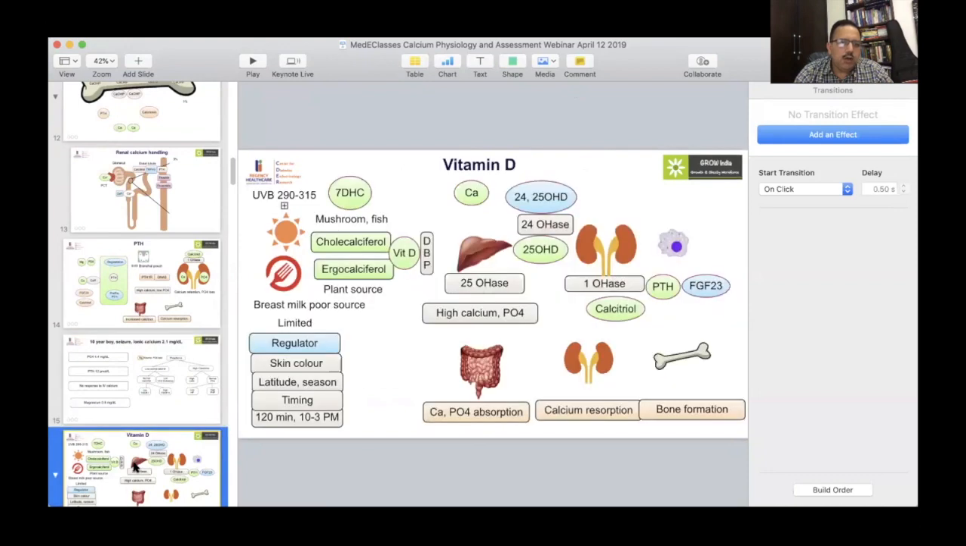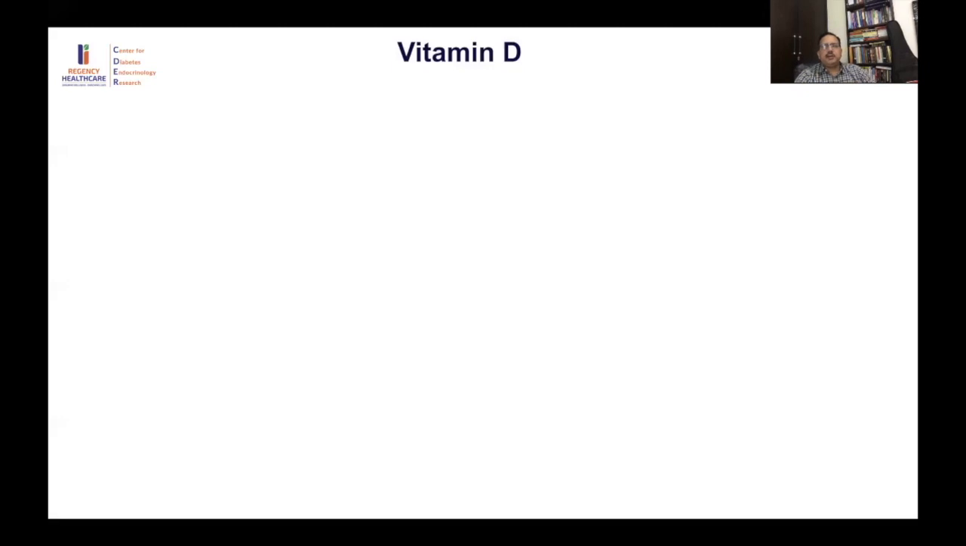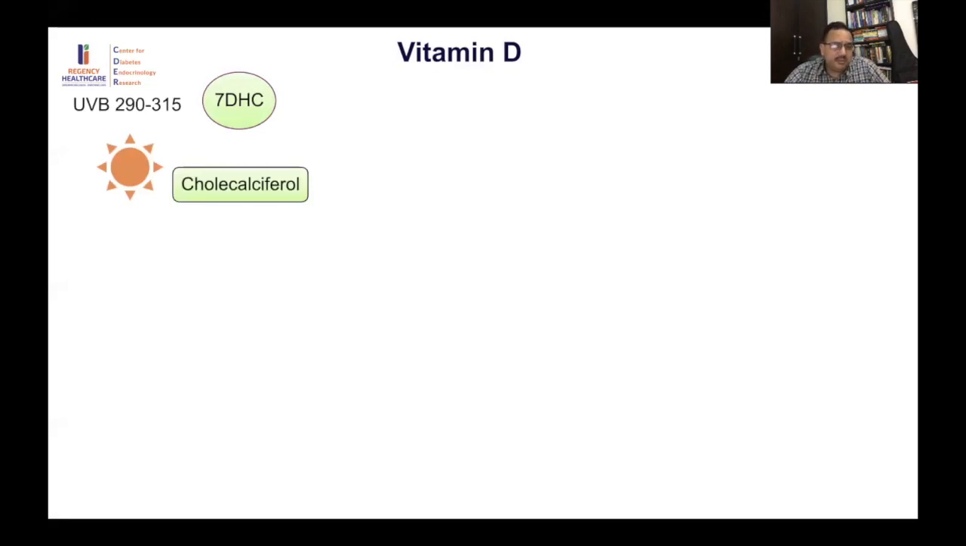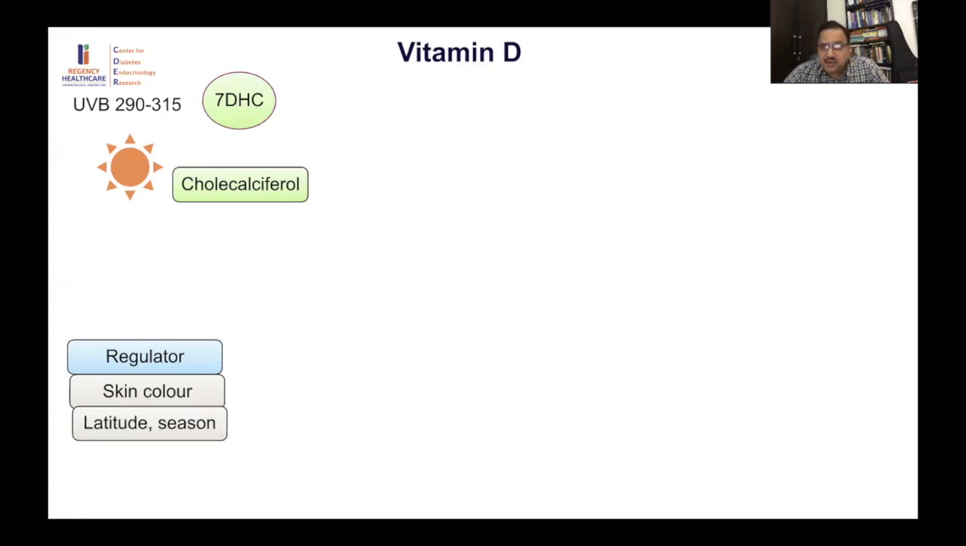So now we will move forward to the second important player in the whole calcium metabolism, and that is vitamin D. And vitamin D plays a very, very important role, particularly in the gut absorption. We'll discuss the other roles. It is produced largely from the 7-dehydrocholesterol under the effect of UV light between 290 to 315 nanometers, and it is converted into cholecalciferol, which is regulated depending upon a number of factors like skin color, latitude, season, timing, and level of pollution.